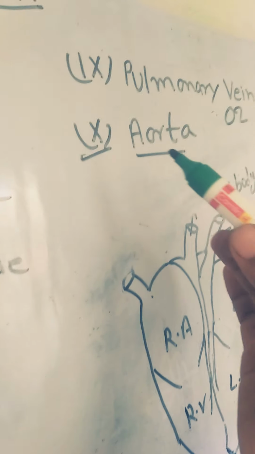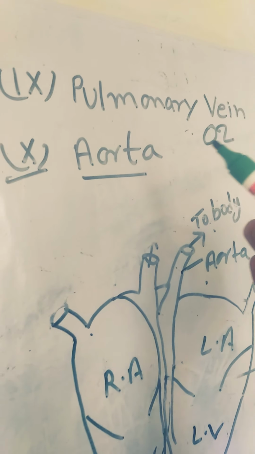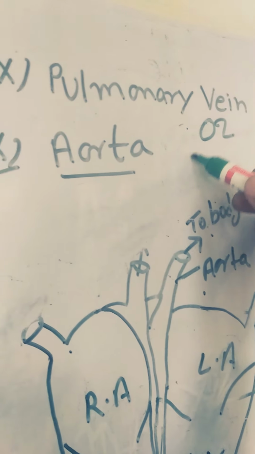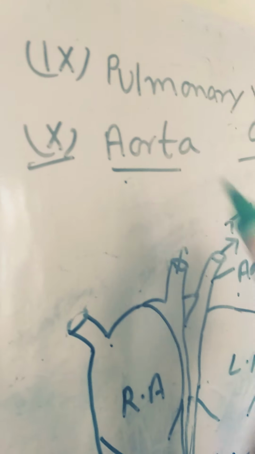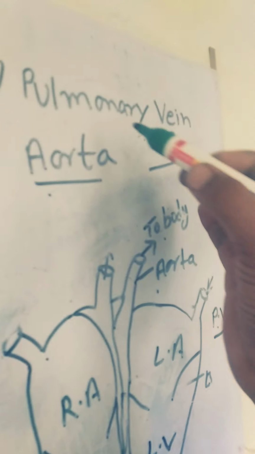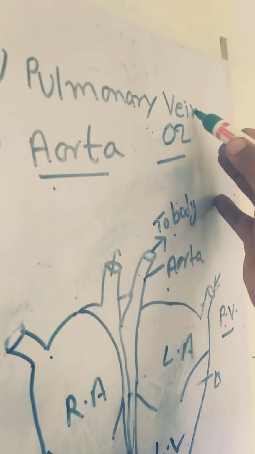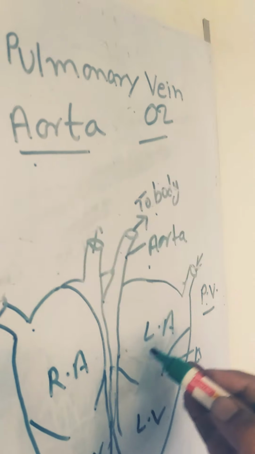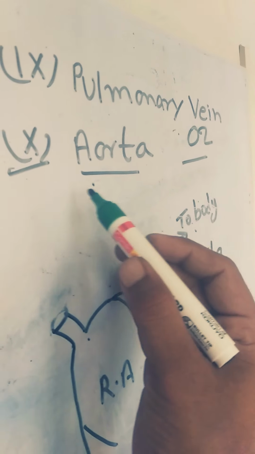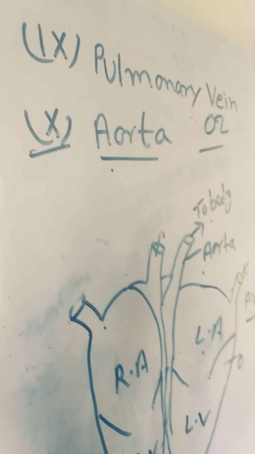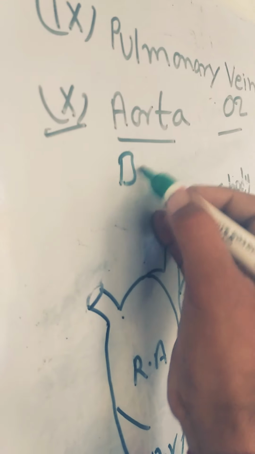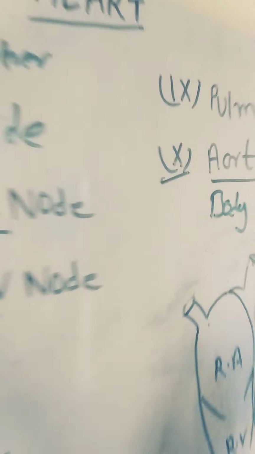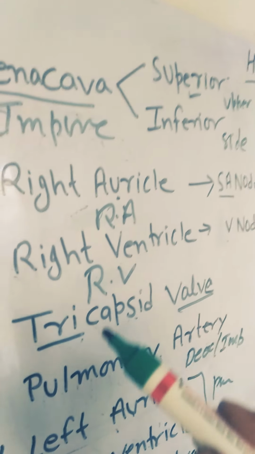The next one is pulmonary vein. Pulmonary vein carries oxygenated blood, and the aorta also carries oxygenated blood. Pulmonary vein carries oxygenated blood from the lungs to the left auricle, whereas aorta carries oxygenated blood from the left ventricle to different parts of the body. Clear students? So these are the names. You have to understand and remember.